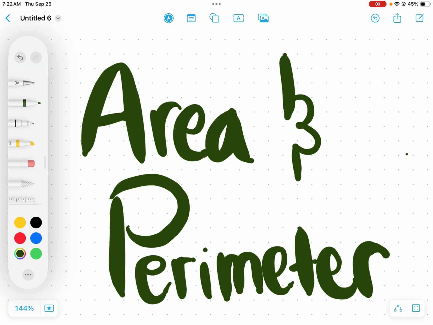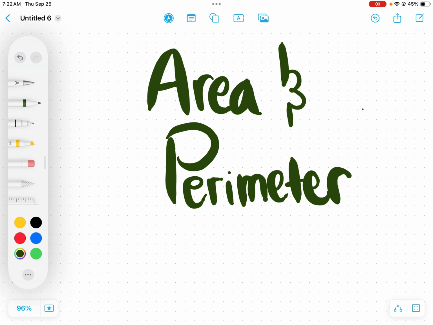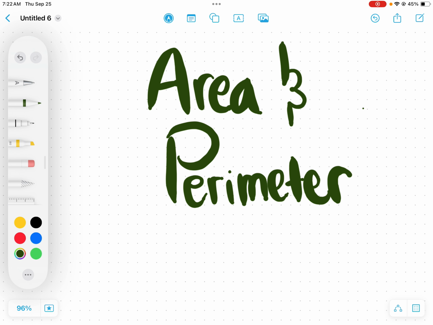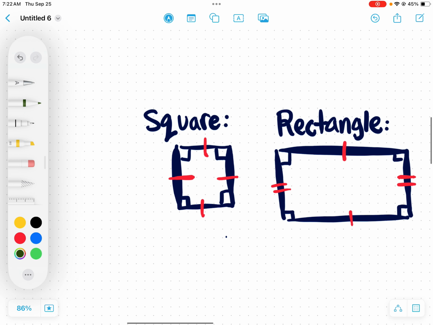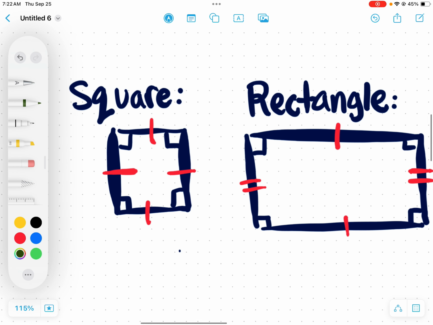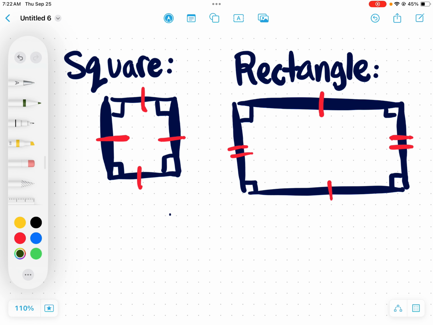Alrighty, in this video we're going to go ahead and talk about area and perimeter. But the shapes that we're going to talk about specifically with area and perimeter are squares and rectangles. So let's learn a little bit about squares, rectangles, and some triangles before we get into what area and perimeter are. So first, let's talk about some squares and rectangles.